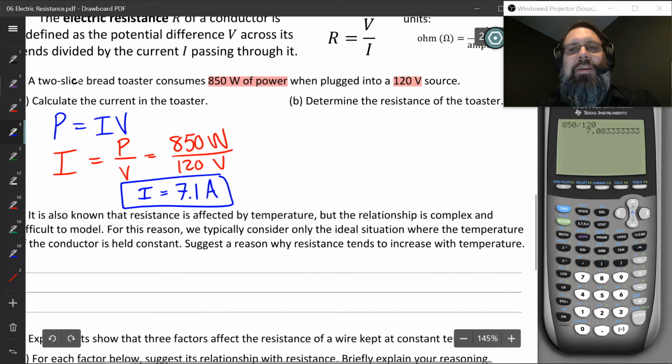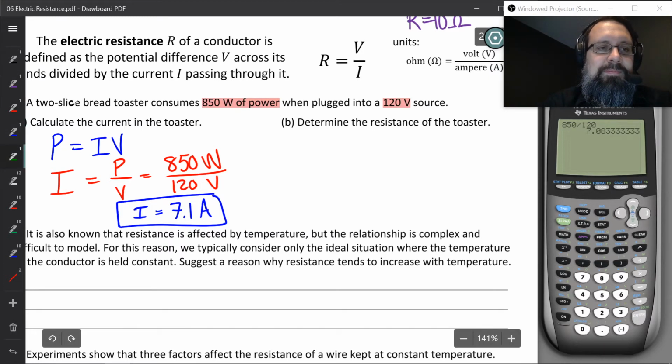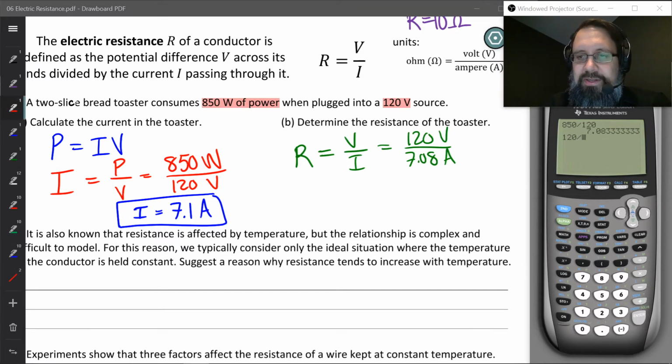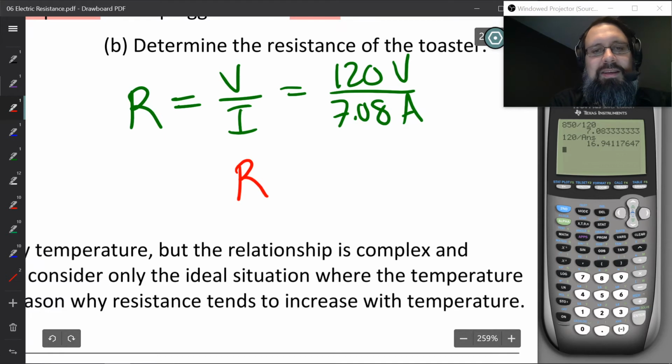Okay, so now we can find the resistance. The resistance is the potential difference divided by the current. We have the potential difference, it's 120. We have the current now, I'll write this as 7.08 amps. And then if I take 120 divided by this answer, I get 16.9. So roughly 17, and then the unit is ohms.